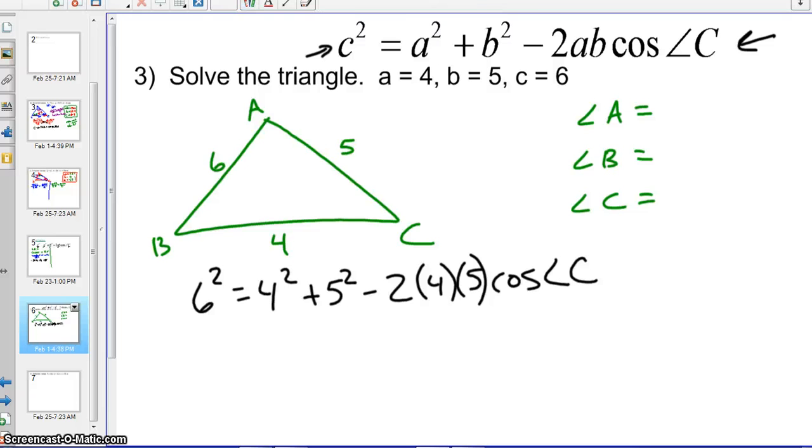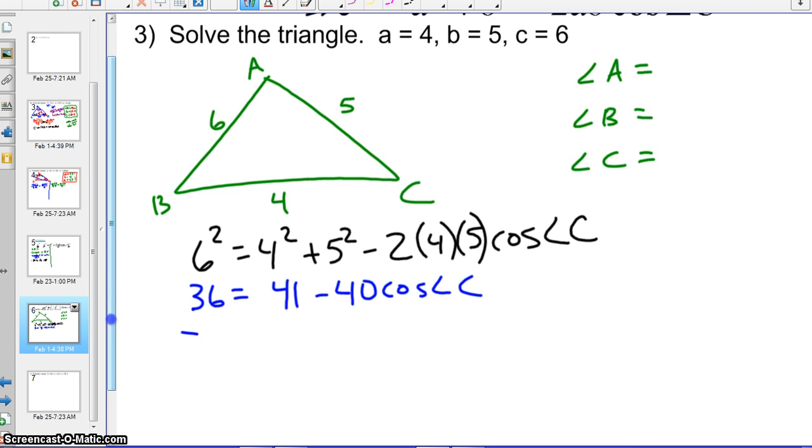So when we add 4 squared and 5 squared, we're going to get 41. And we're going to subtract the 41 over to the other side. And now we can divide by negative 40, and we can find that 0.125 equals the cosine of angle C.